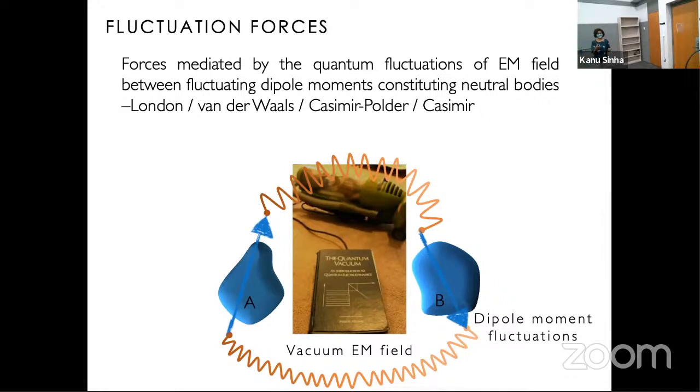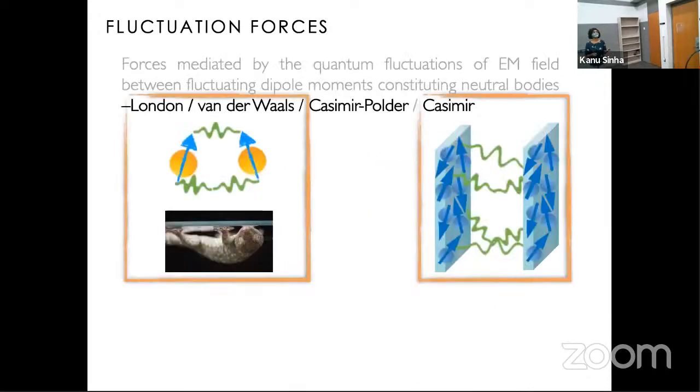Okay, and this results in a fluctuation force, which we call by different names, depending on the shape, size, material properties of these objects and who originally happened to study them. So if it's two point-like particles, we'll call it London or van der Waals. If it's a gecko climbing on a wall, we call it van der Waals. If it's two perfectly conducting parallel plates, we call it Casimir, or generally two macroscopic bodies, then we refer to it as Casimir force, and so on.